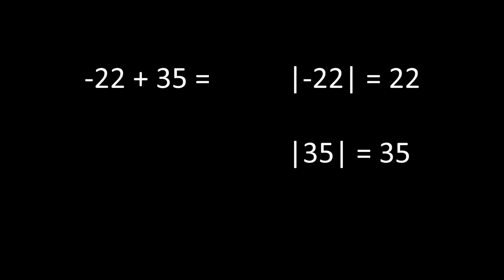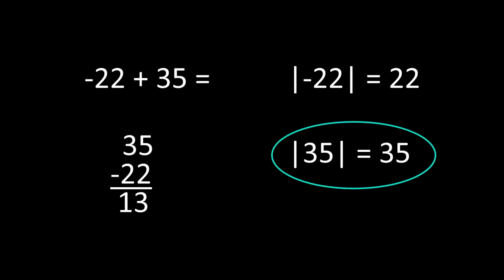So the number with the larger absolute value, the 35, is what we need first, and we're going to subtract the 22 from it, the absolute value of the negative 22. And 35 minus 22 is 13: 5 minus 2 is 3, and 3 minus 2 is 1. Now I have to determine whether the 13 is positive or negative. And to do that, we're going back to our absolute values, and we are looking for the number with the larger absolute value. That's the 35. And because the 35 is positive, that means our answer of 13 is also going to be positive. So negative 22 plus 35 is positive 13.